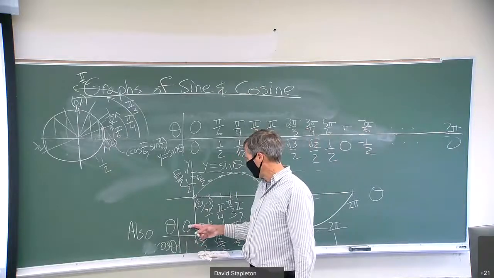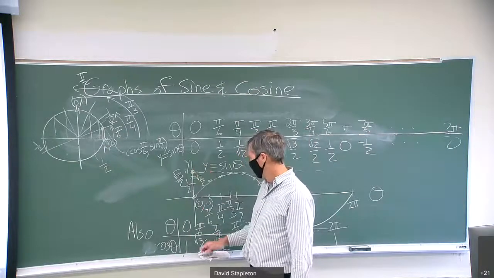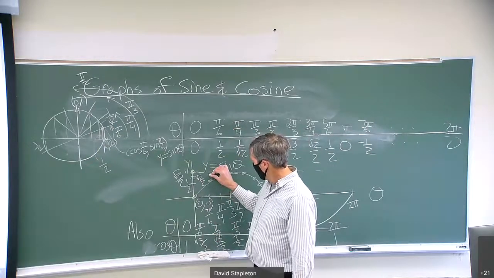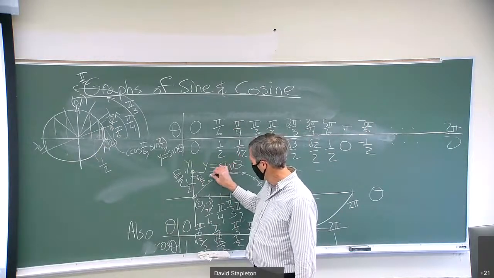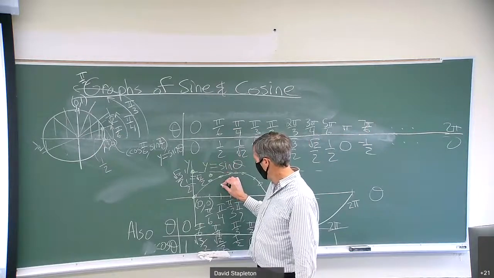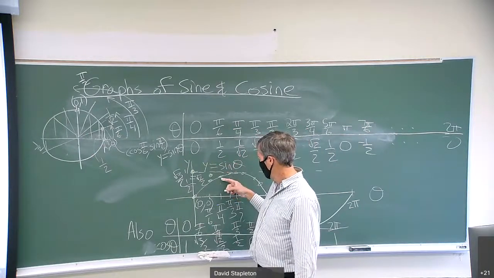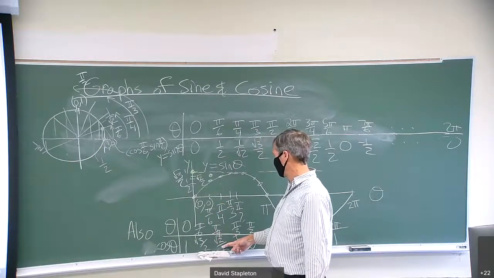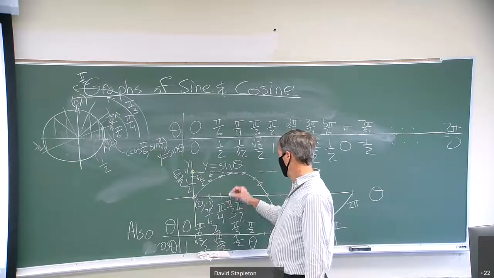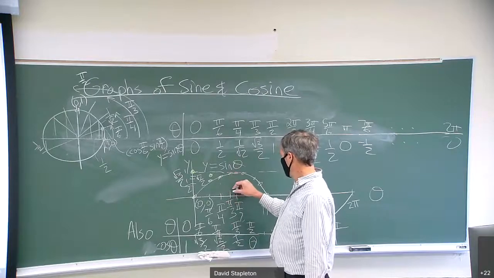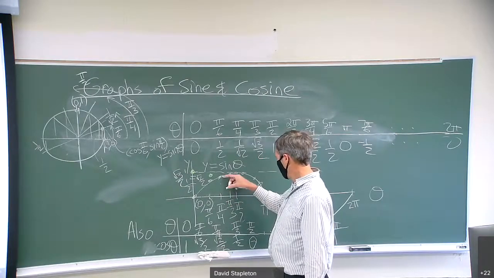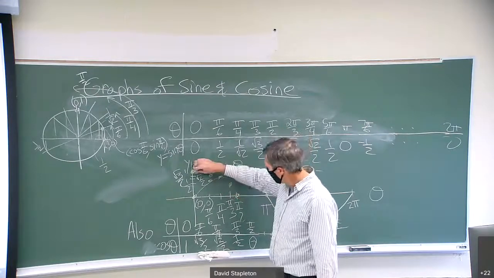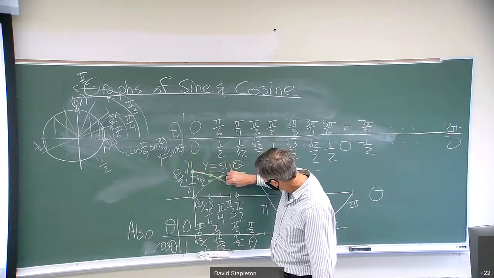And if I graph these points, 0, 1, it starts here now. Pi over 6, square root 3 over 2, is here. And I've got, let's see, pi over 4, square root 2 over 2. And pi over 3, 1/2, pi over 2, 0. And it goes like this.